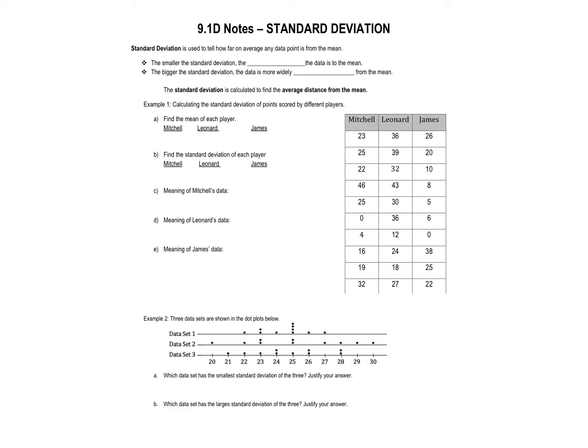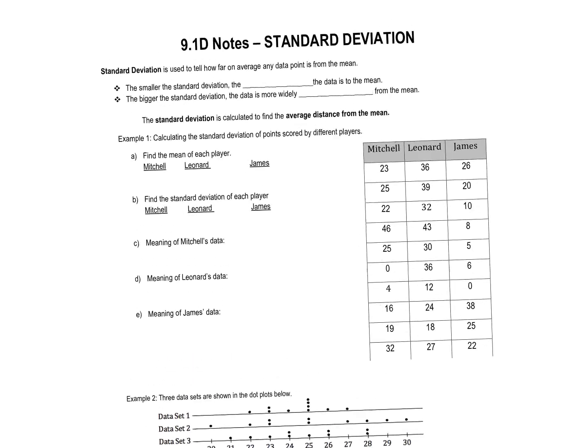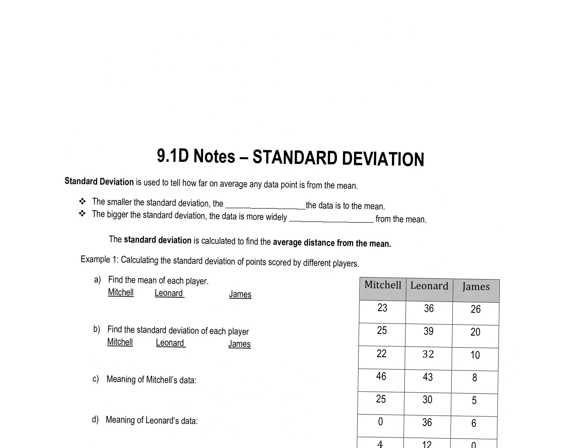This is the video notes for 9.1D, calculating the standard deviation. The standard deviation is another way of describing the spread of the data. How far apart is the data from the mean? That's what the standard deviation is. The smaller the standard deviation, the closer the data is to the mean.